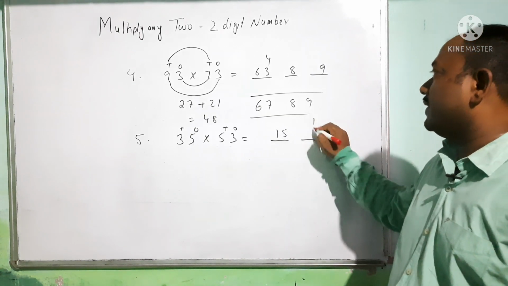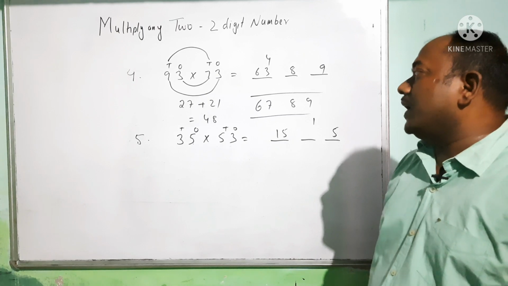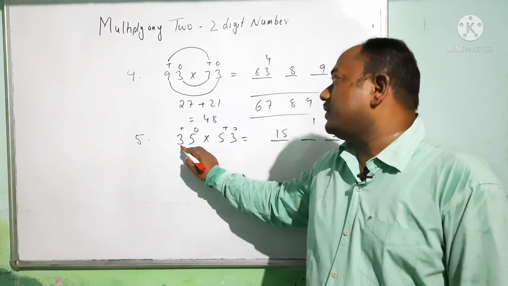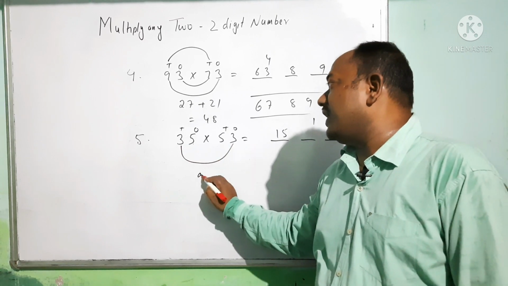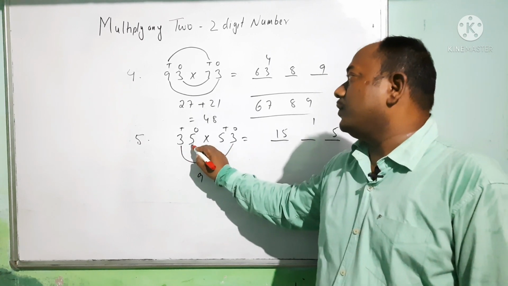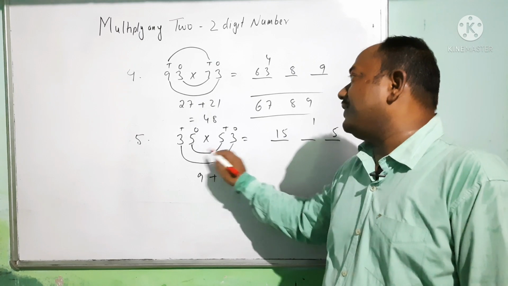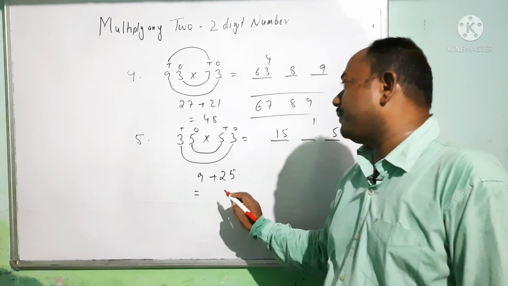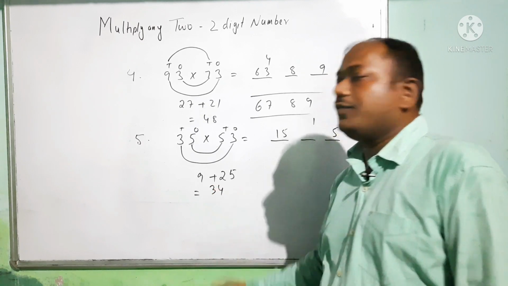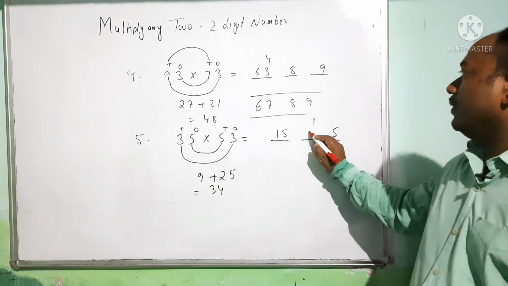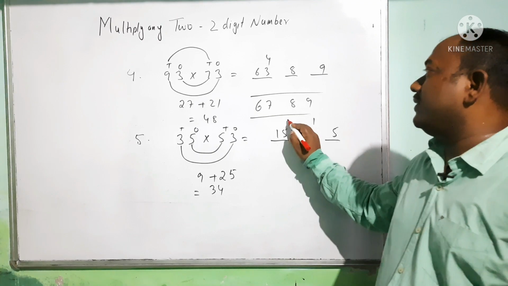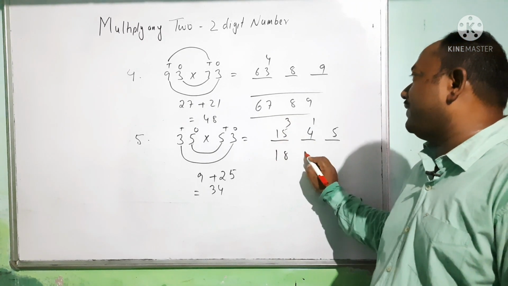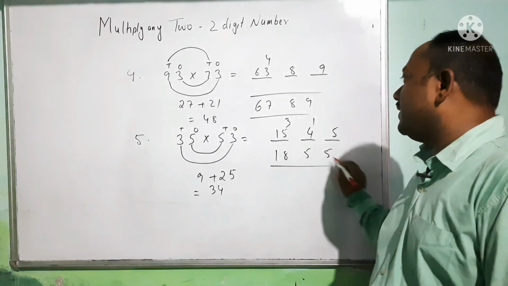Write 5, carry 1. Now, to fill the second gap, we'll multiply tens with ones. 3 3s are 9 plus ones with tens. 5 into 5, 25. Now add it. 34. Write 4 here and carry 3. Now add it. 1, 8, 5, 5 is the answer.